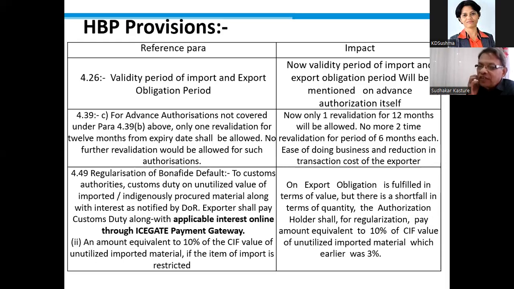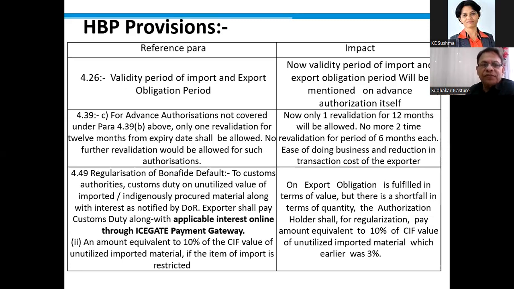So these were specific items for which two applications were required to be made. First for 6 months, another for 6 months, and for some particular items it was only 6 months. Now this is converted into 12 months. No two applications, only one application. No more two-time applications. This is ease of doing business. It will also reduce the transaction cost of the exporter.